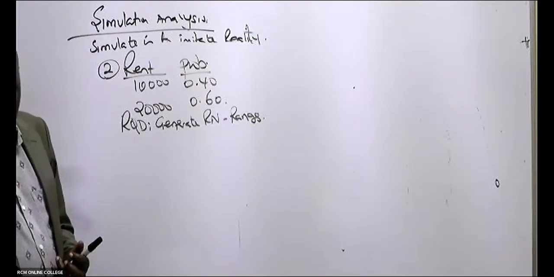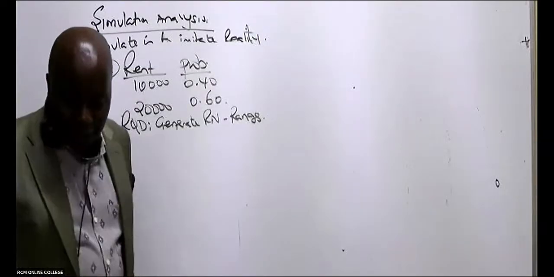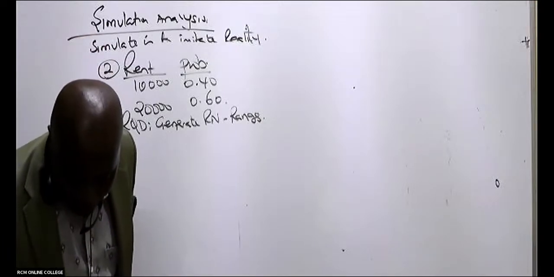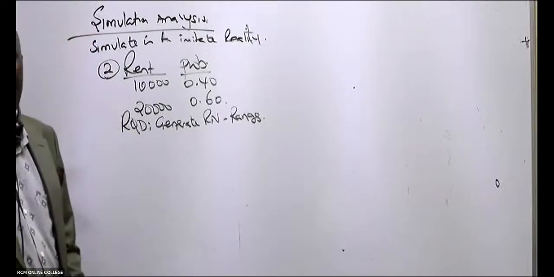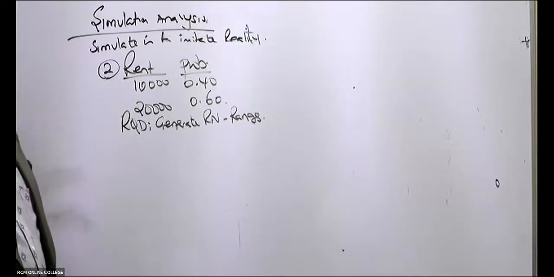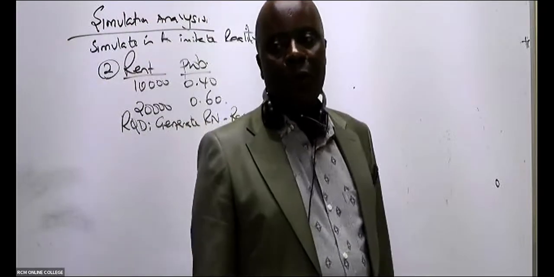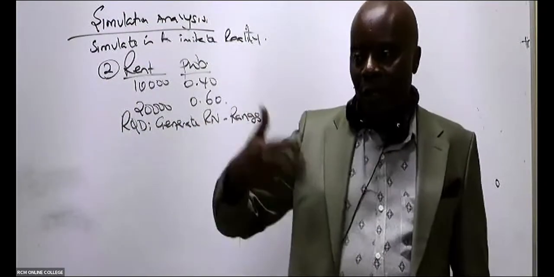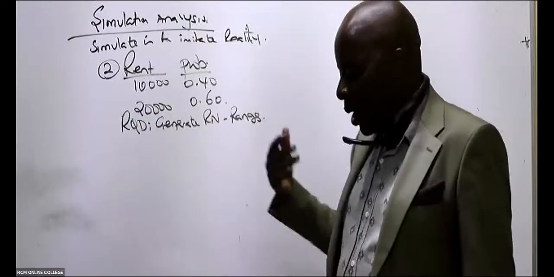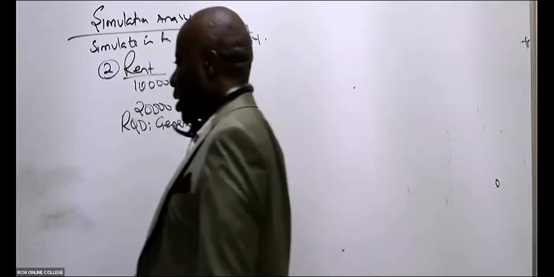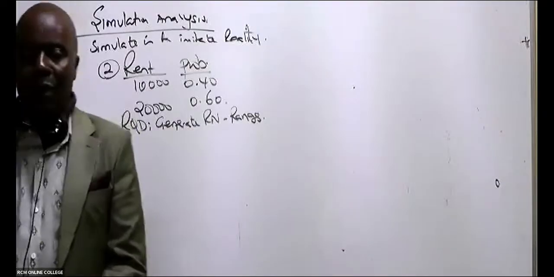Generate random number ranges. Would you kindly try generating these random number ranges for us, please? Just try. The most important thing is for you to remember that I can't generate random number ranges directly from probability. First of all, there is a need for what we call cumulative probabilities. So first of all, you must do the accumulation. Come here and accumulate this.